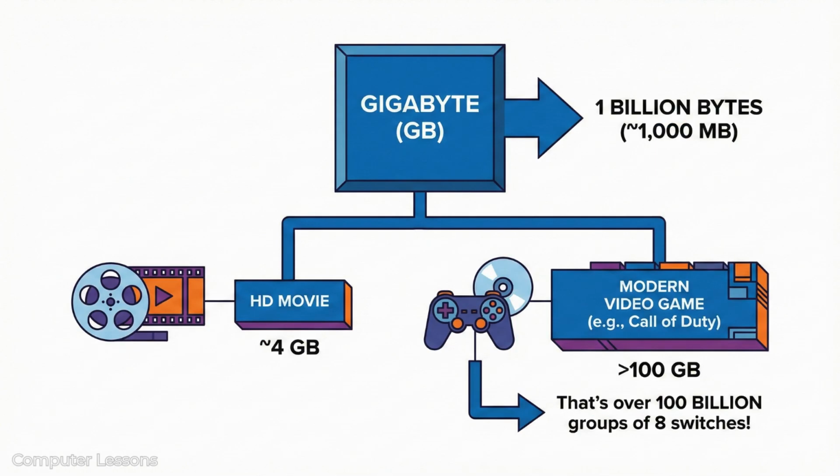Then comes the giant, the gigabyte, GB. 1 billion bytes. This is the standard measurement for movies and video games. A high-definition movie might be 4 gigabytes. A modern video game like Call of Duty? That can be over 100 gigabytes. That is 100 billion groups of 8 switches.